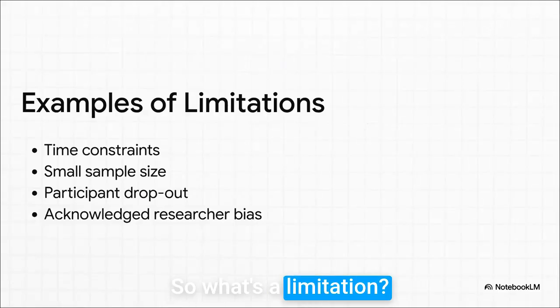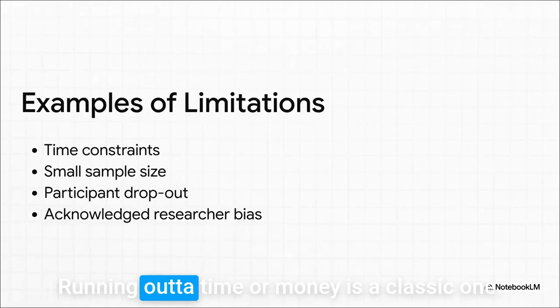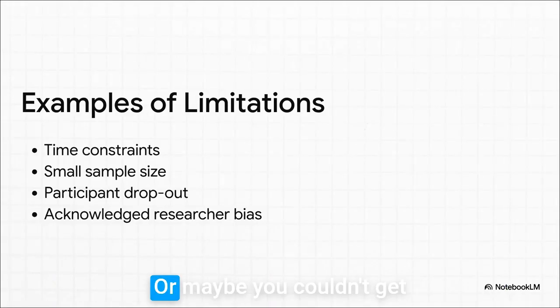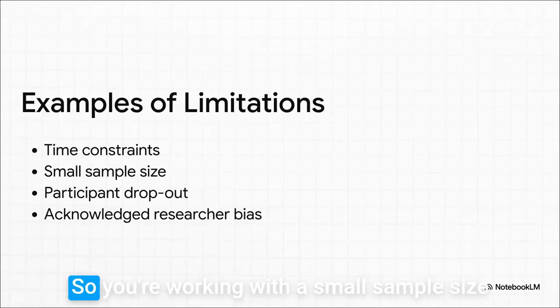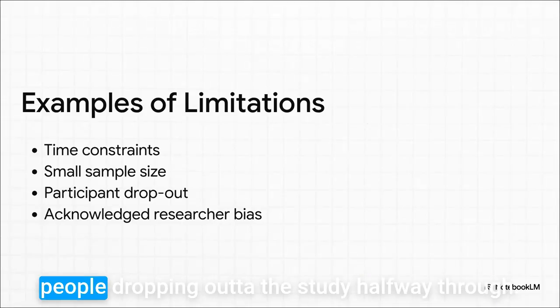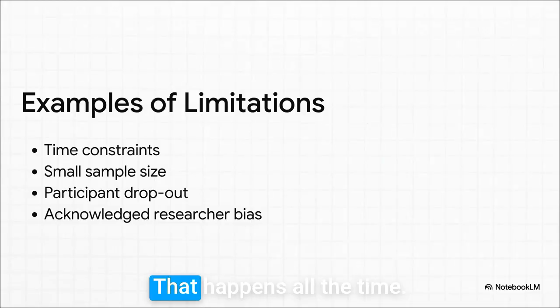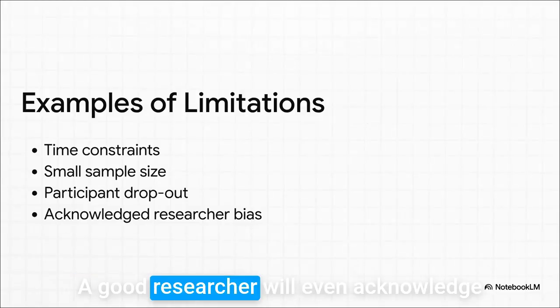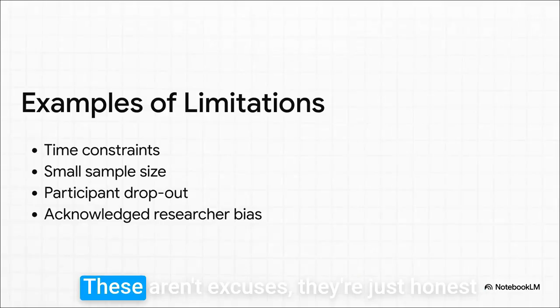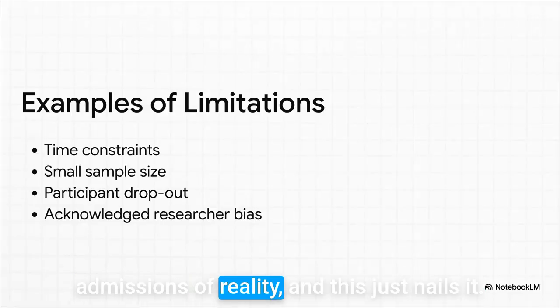So, what's a limitation? Oh, it could be anything. Running out of time or money is a classic one. Or maybe you couldn't get enough people to participate, so you're working with a small sample size. People dropping out of the study halfway through, that happens all the time. A good researcher will even acknowledge their own potential biases as a limitation. These aren't excuses, they're just honest admissions of reality.